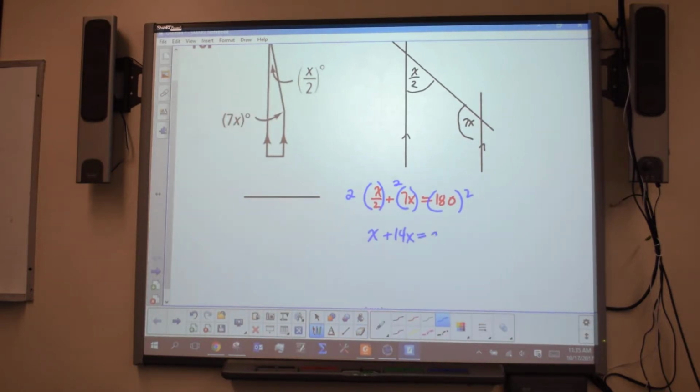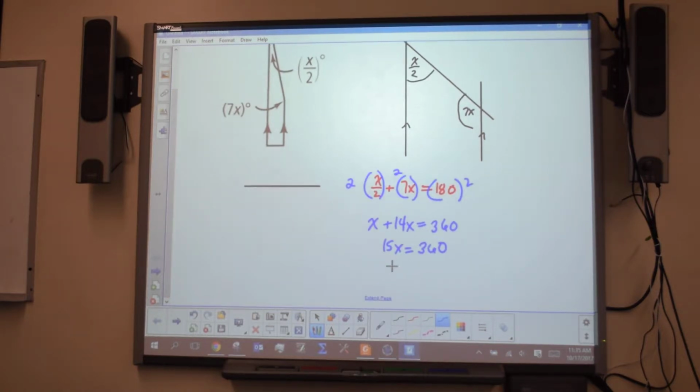So that gives me 15x equals 360, right? Okay, so 15 goes into 36 twice, leaving me 60 left over. 15 goes into 60 4 times. So x is 24.